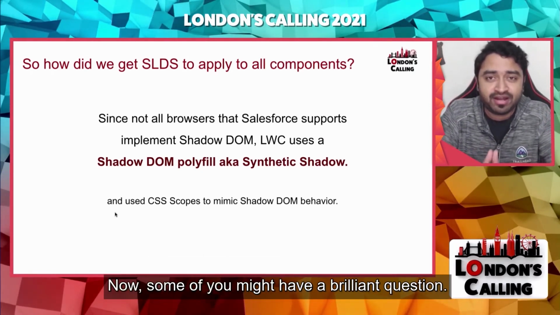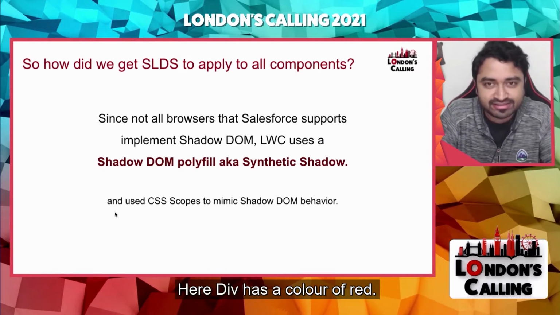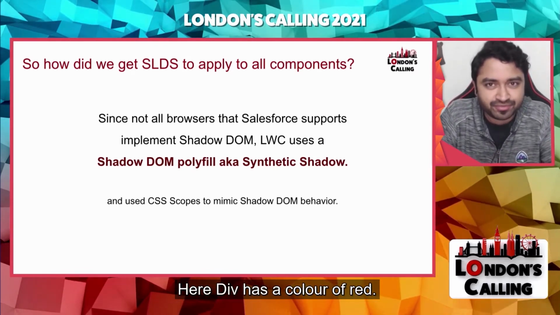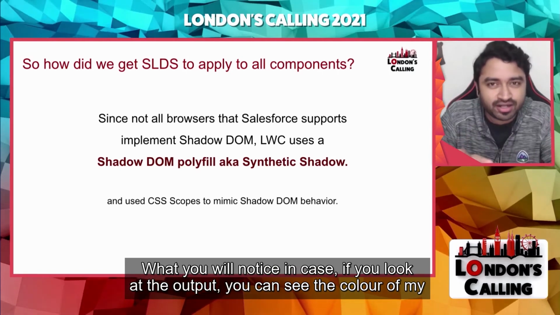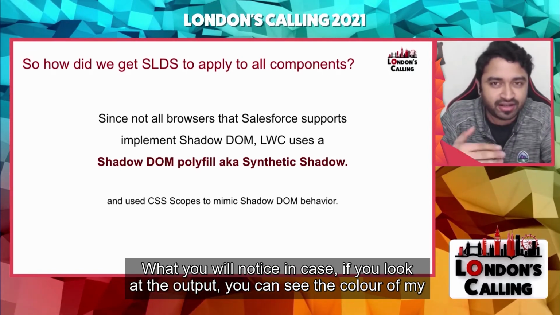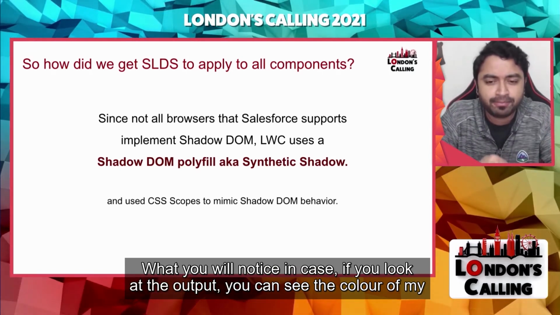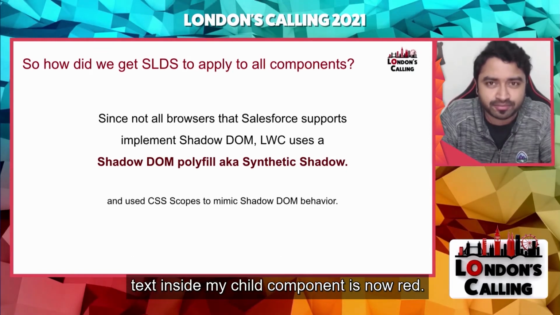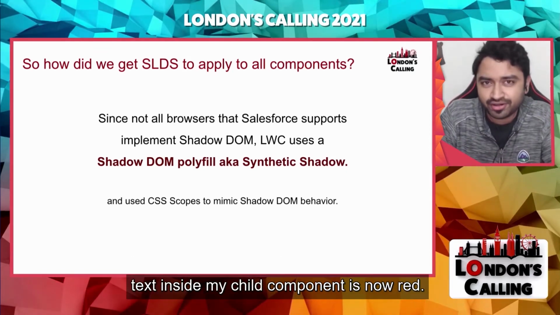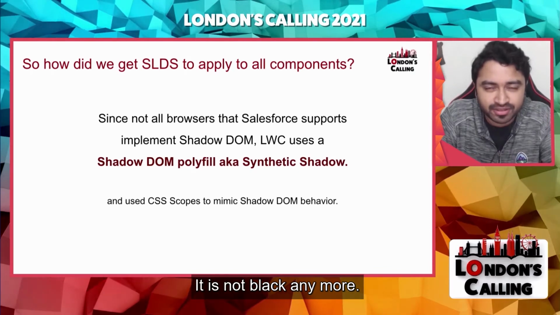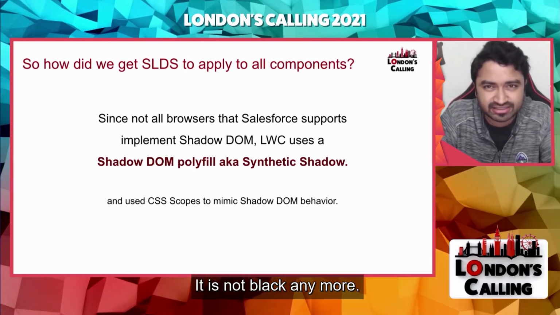Now, some of you might have a brilliant question. If Shadow DOM prevents cascading, that means other than font color and stuff, padding and all is not affected. Then how am I able to apply SLDS to all of my components? As you know, you're not importing SLDS into your own components. It's supplied by default by Salesforce.